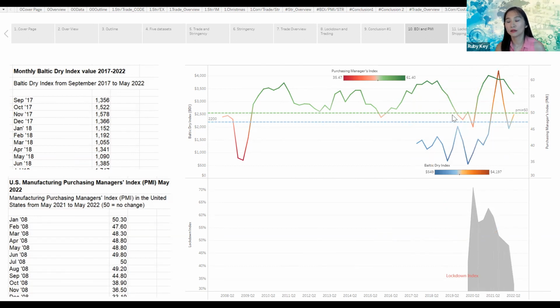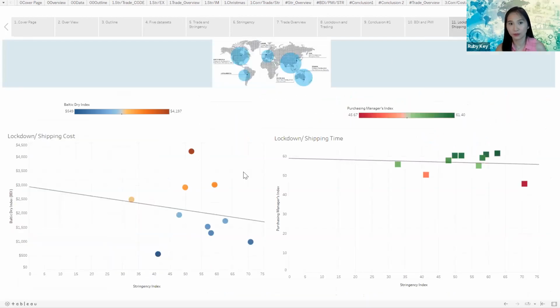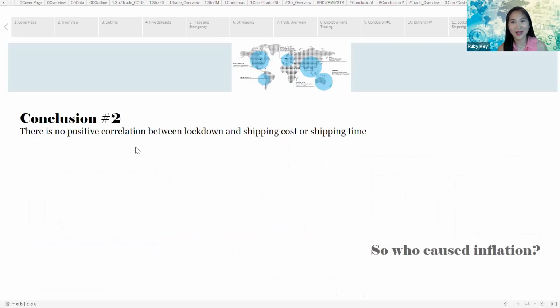So what about the connection between lockdown and shipping? I am not going to talk about the shipping time and the PMI here, because it doesn't look like there's any connection. We look into the lockdown and shipping. Oh, I'm sorry. Yeah, here, the lockdown and the shipping apparently don't have a connection either. Lockdown didn't affect the shipping cost and shipping time. That brings my second conclusion: there's no positive correlation between them either.